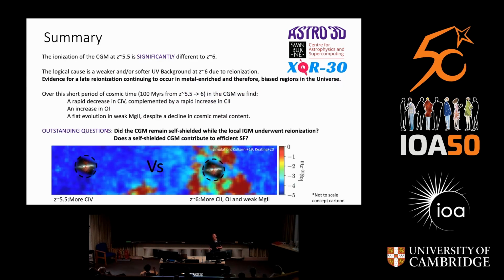Okay, so I will give you my summary again. So this is evidence of a late reionization continuing to occur in metal-enriched and therefore biased regions of the universe. The outstanding questions is, did the CGM remain self-shielded while the local IGM underwent reionization? And does a self-shielded CGM then contribute perhaps to an efficient star formation? So the things that Steve was talking about earlier in this session and the things that we're seeing with JWST.